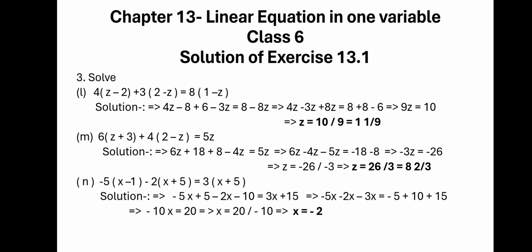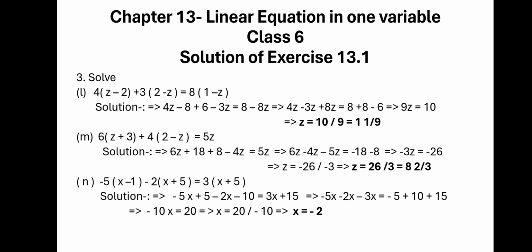M question: 6 into bracket z plus 3, plus 4 into bracket 2 minus z, equal to 5z. Now the solution of that, which implies we are opening the brackets first. 6z plus 18, 3 6s are 18, plus 8 minus 4z. So 4 twos are 8 and negative z into 4 is negative 4z, and on the right hand side there is only 5z.